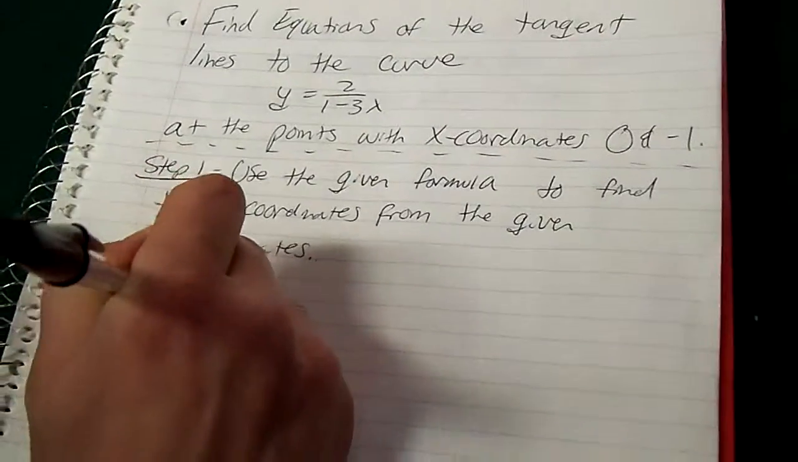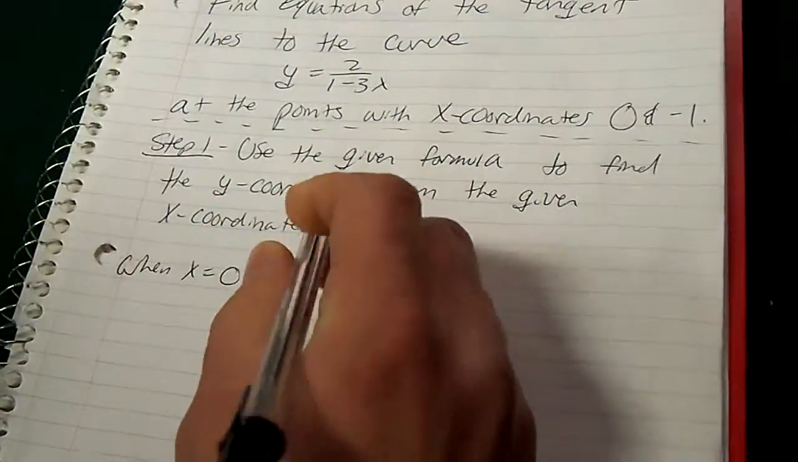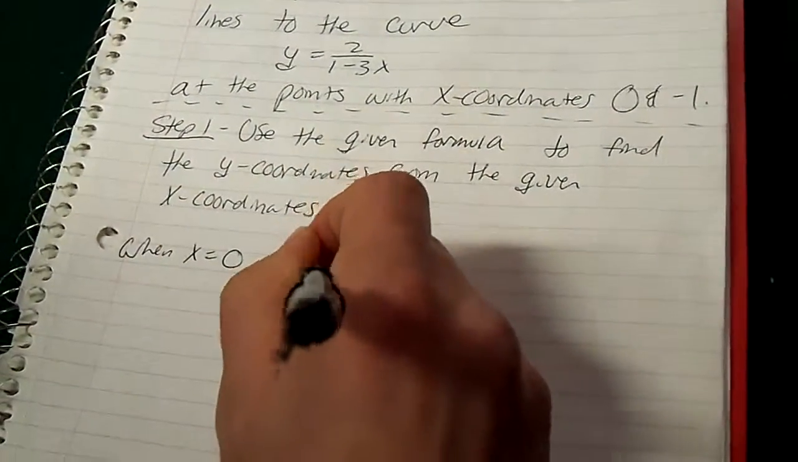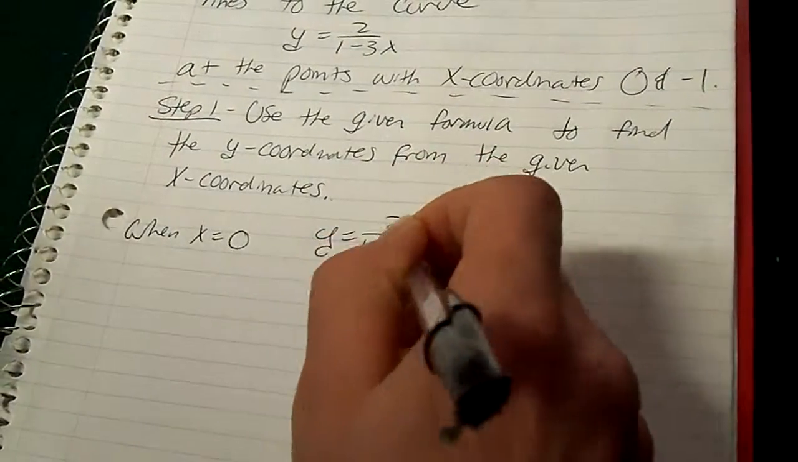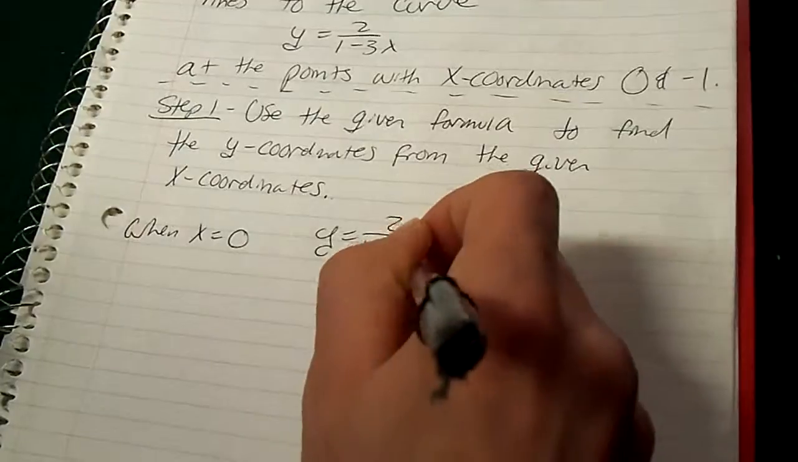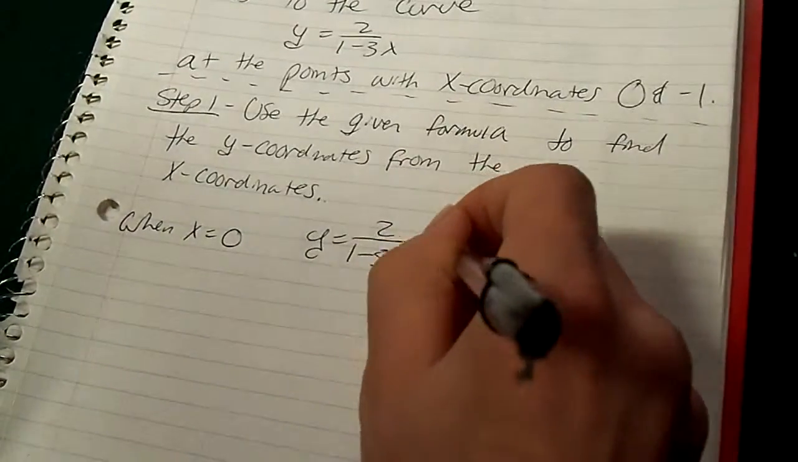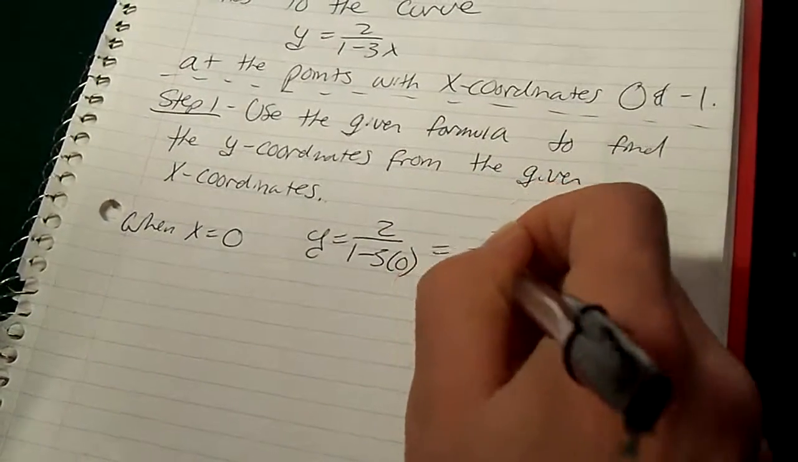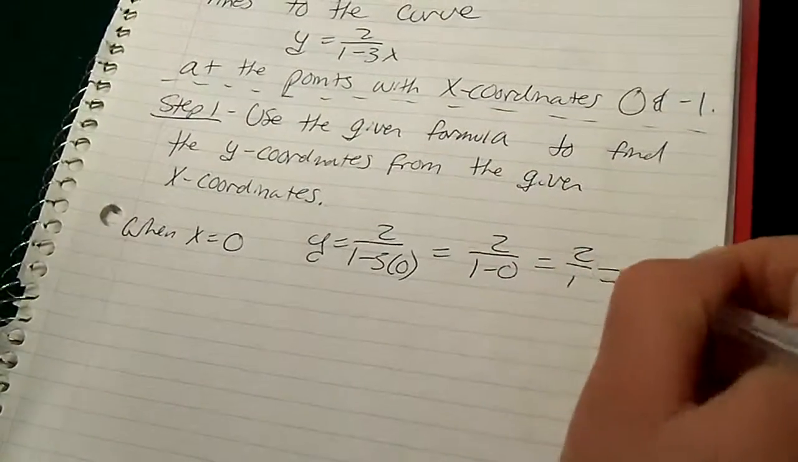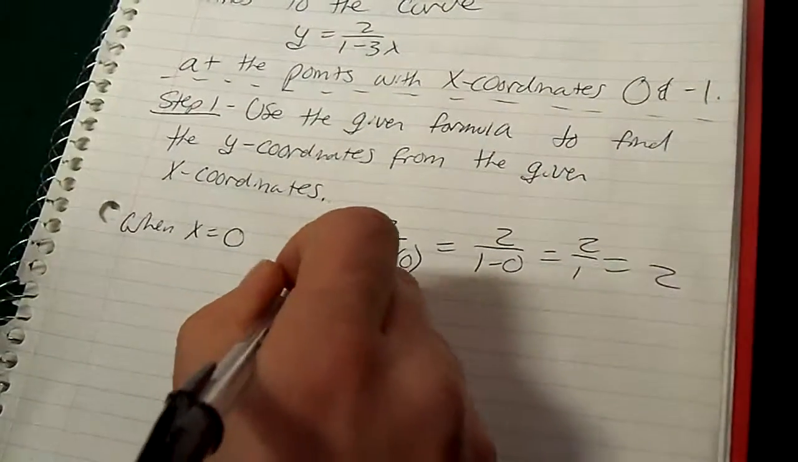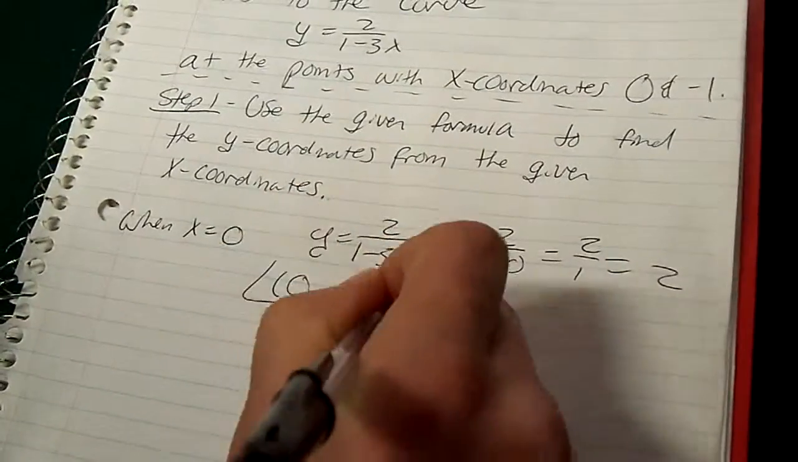So when x equals 0, we take our formula, y equals 2 over 1 minus 3x, and we're going to plug in 0 for x. And this will turn to 2 over 1 minus 0, which gives us 2 over 1, which is 2. So our first coordinate will be 0, 2.